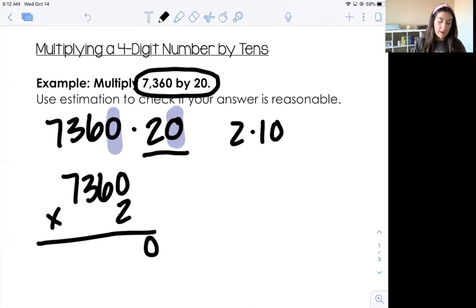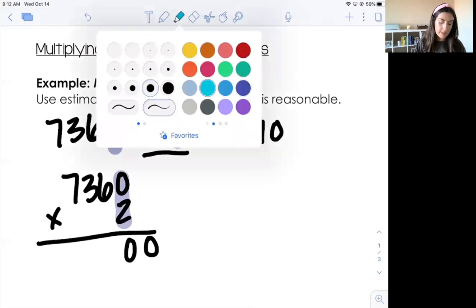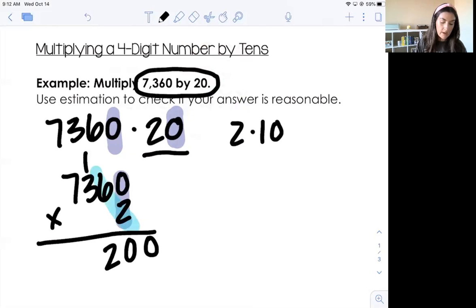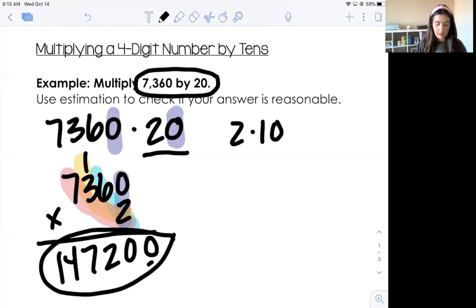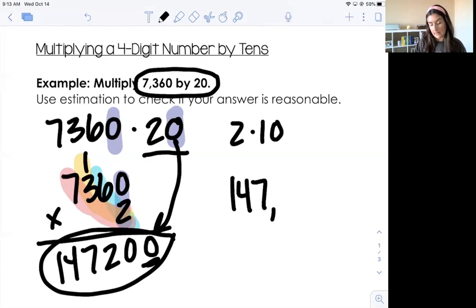So first I'm looking at my ones column. So 2 times 0 is 0. 2 times 6 is 12. Carry my 1. 2 times 3 plus 1 is 7. And then lastly, 2 times 7 is 14. And look, if you see there, I already have my 0 added on from this 20 here. So that is my final answer, which is 147,200. And then we're going to check if our answer is reasonable.